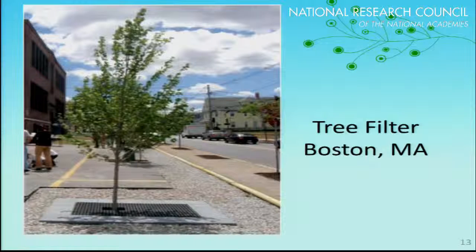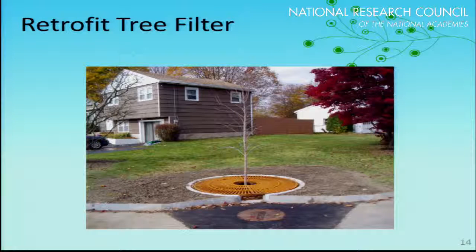In Boston, you can see how retrofitting these into the infrastructure is pretty simple to do. This is also a retrofit where the tree filter removed a catch basin. So what you see in the street along the curb line used to be a catch basin. Now the water goes to the tree filter first, and then it's plumbed back into the storm sewer.